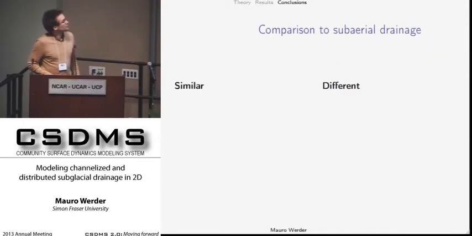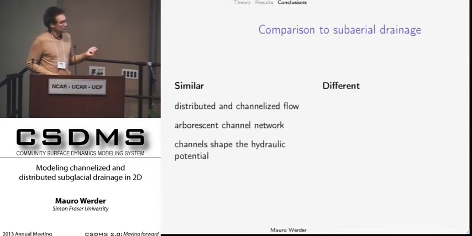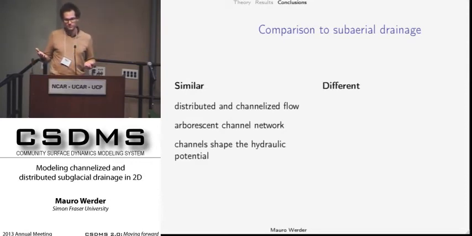And I'd like to finish up with a quick comparison to subaerial drainage. So there are some similarities. We have both distributed and channelized flow in both instances. Arborescent networks form, and the channels shape the hydraulic potential. So in the case of landscape evolution, the landscape is shaped by the erosion of the channels, and in this instance, the channels decrease the pressure, so that's how they deform the hydraulic potential.